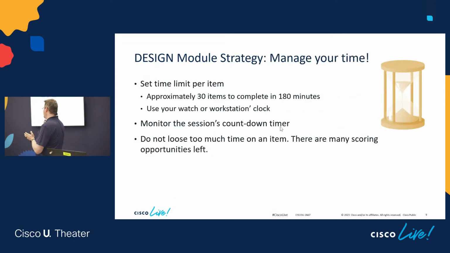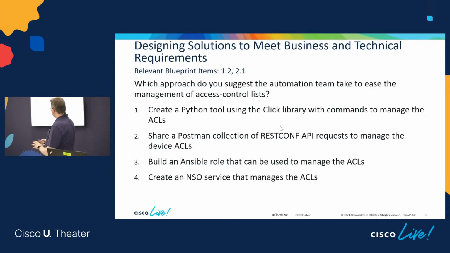You can build a strategy. It's about 30 items on this section. You have 180 minutes. Well, you can do the division. It's approximately 6 minutes per item. So if you take 6 minutes, on some you won't need it, on others you will because there's a lot of resources. So you can build your strategy on that. There's a countdown timer, so you can see how much time is left. And I would say do not lose too much time on an item because especially in the beginning, there are still a lot of scoring opportunities on the exam.